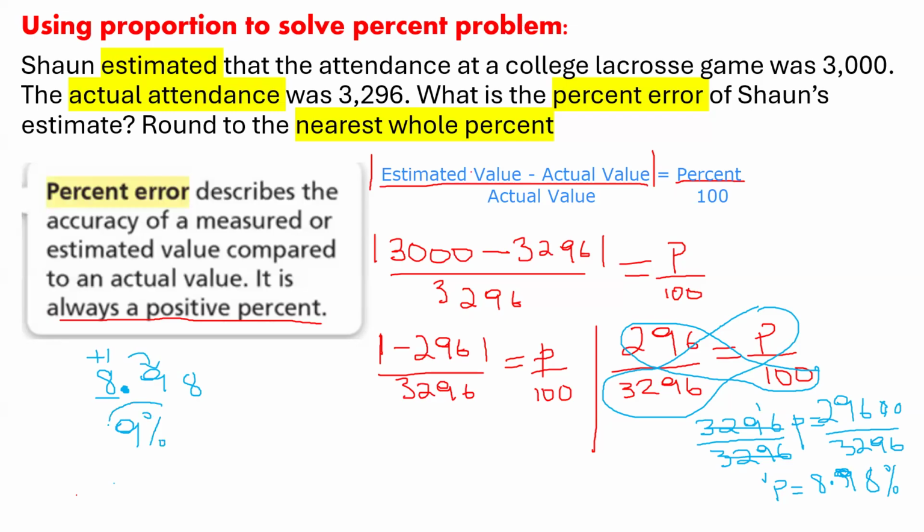So now let me answer the question. The question that we were asked in the problem says, what is the percent error of Sean's estimate? So the percent error of Sean's estimate is 9%. So he made a 9% error in his estimation when he estimated the number of persons that would attend the lacrosse game. And that is how we use proportion to calculate percent error.